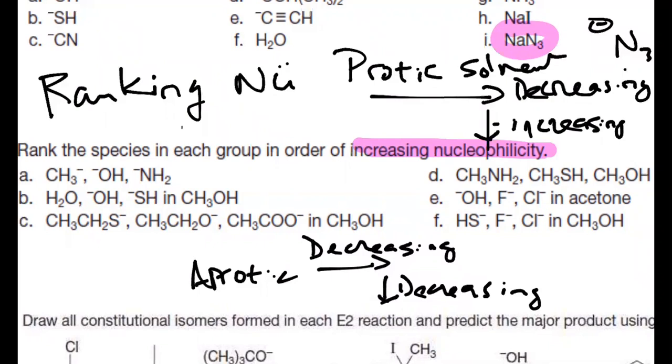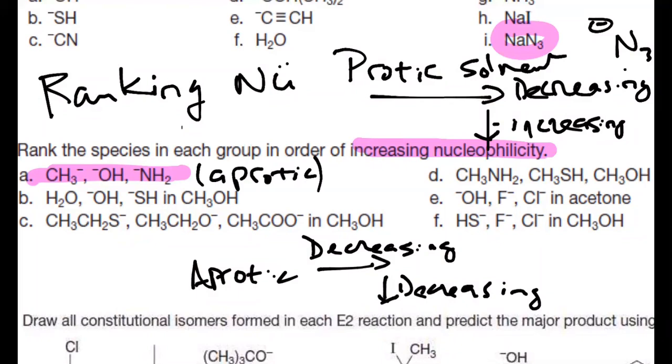All right. So now in these examples, it's giving you a group of nucleophiles. Let's look at A. You've got CH3 minus, so that's a carbon nucleophile, the negative charge is on carbon, OH minus, and NH2 minus. And it doesn't give you a solvent, so we're going to assume that it's in an aprotic solvent. If there's no solvent listed, you assume it's aprotic.